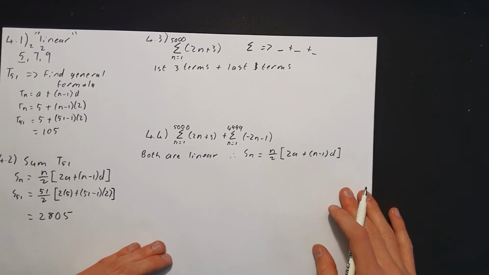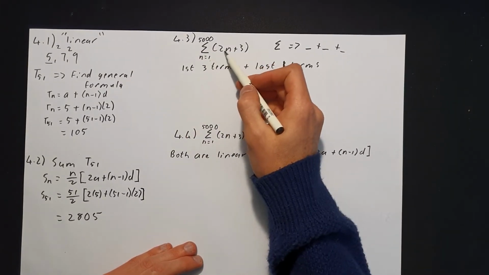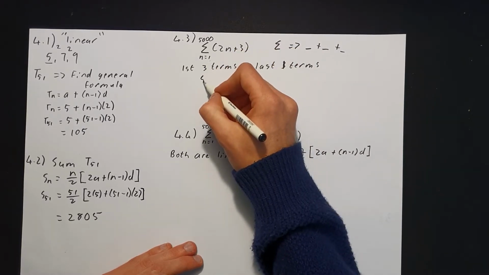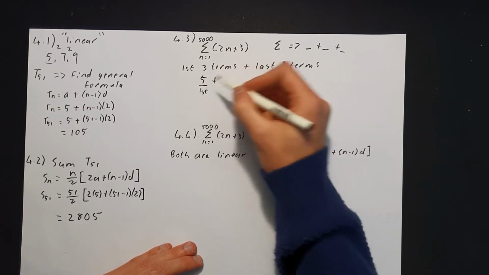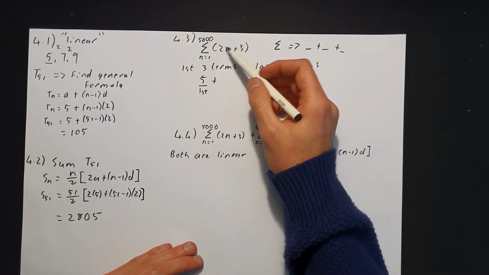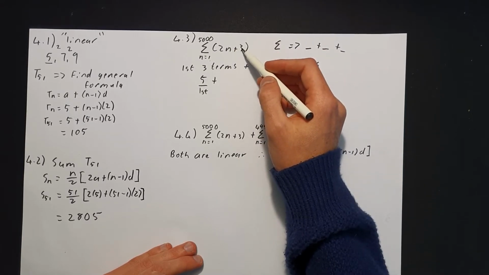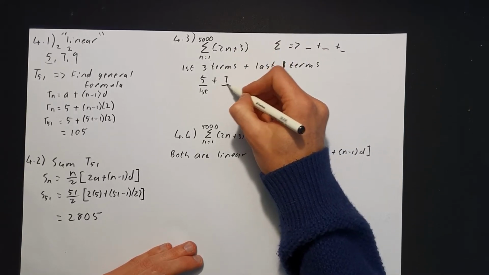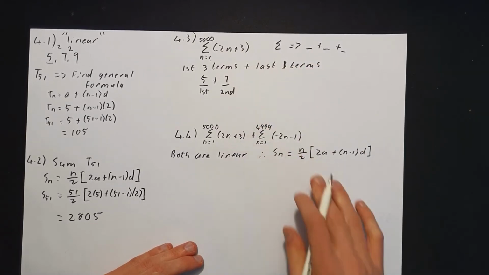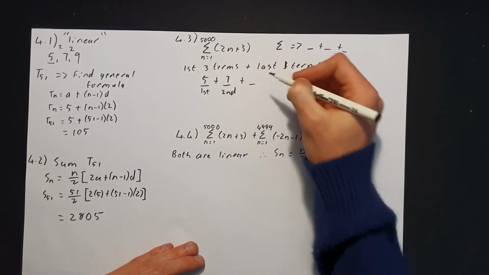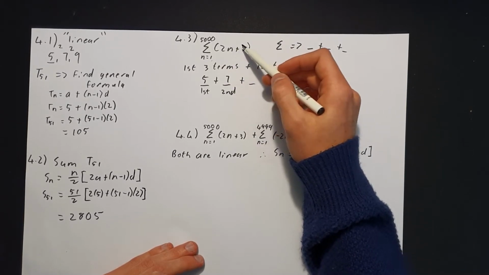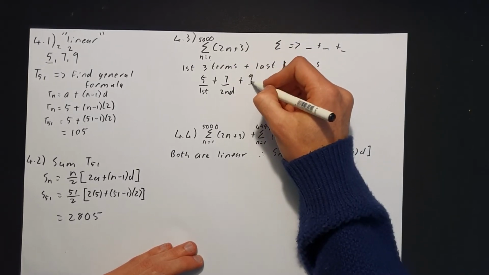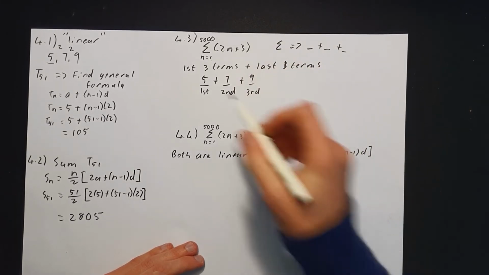So let's write out the first 3 terms. When n equals 1, 2 times 1 is 2 plus 3 gives me 5. That's the first one. Plus, the second term is when n equals 2. So 2 times 2 is 4, plus 3 gives me 7. Then the third term: 2 times 3 is 6, plus 3 is 9. So that's our third term, and that's what they wanted.